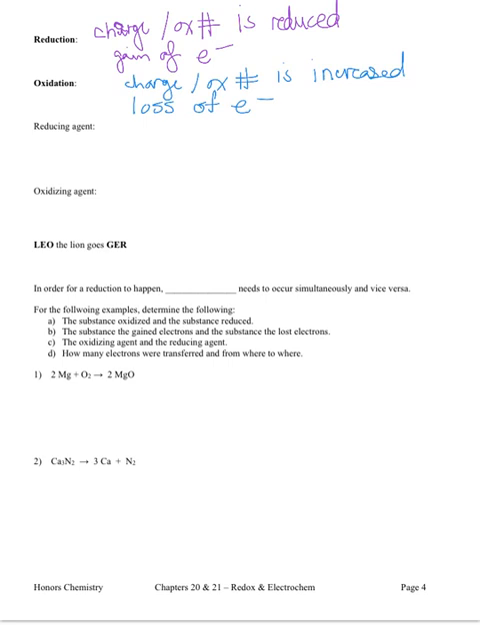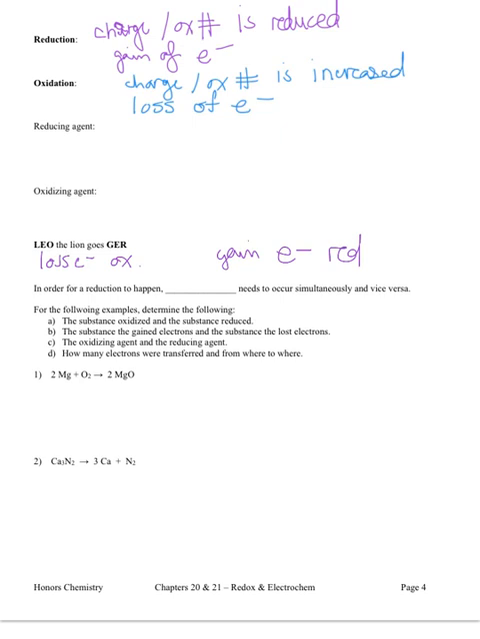One way to remember that is the saying, LEO the lion goes GER. So LEO stands for loss of electrons is oxidation. GER stands for gain of electrons is reduction. So that's one way to remember it.